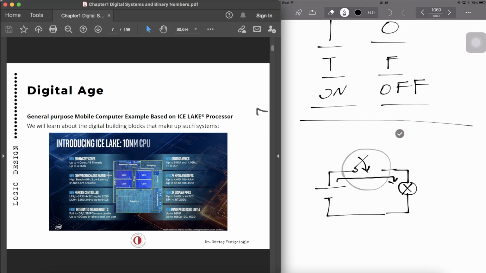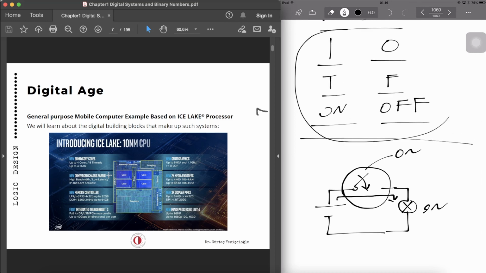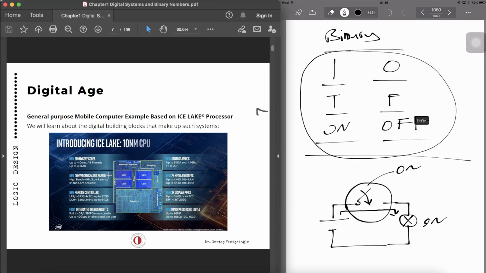So what can we say about this? If this switch is on, that means bulb will be on, right? So that means we are using switches, either we turn it on or it is off. So again, it's coming to this point. Now, you might ask, okay, so we have got switches in our processors? Yes, we have got switches in our processors. So what are those switches in our processors?